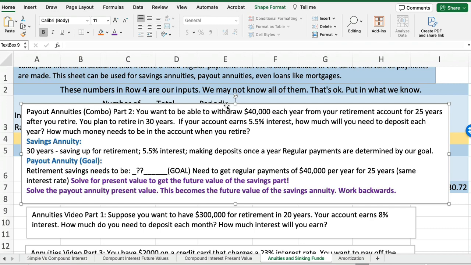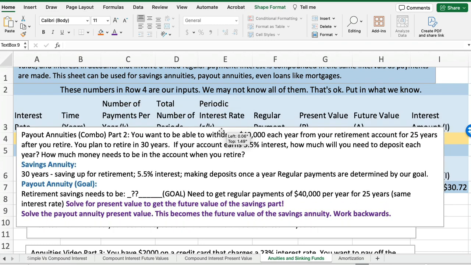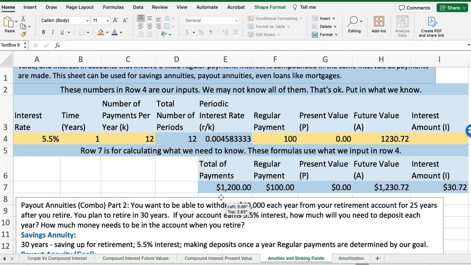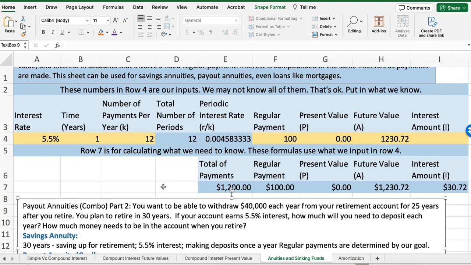So that's just what we're going to do. We're going to solve for the present value first of the 40,000 per year, and then that number becomes the future value of our savings annuity. Got it? Okay. So you'll see what that looks like in our spreadsheet here.